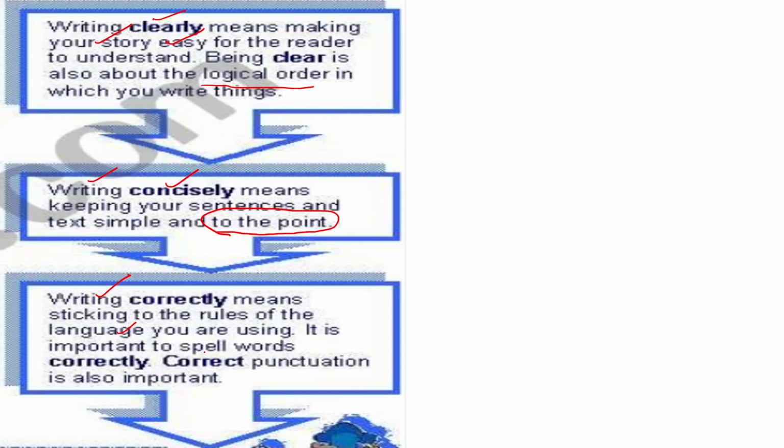Writing correctly means sticking to the rules of the language you are using. It is important to spell words correctly. And the correct punctuation is also important. So, without any grammar mistakes, without any language problems, you have to write your report.